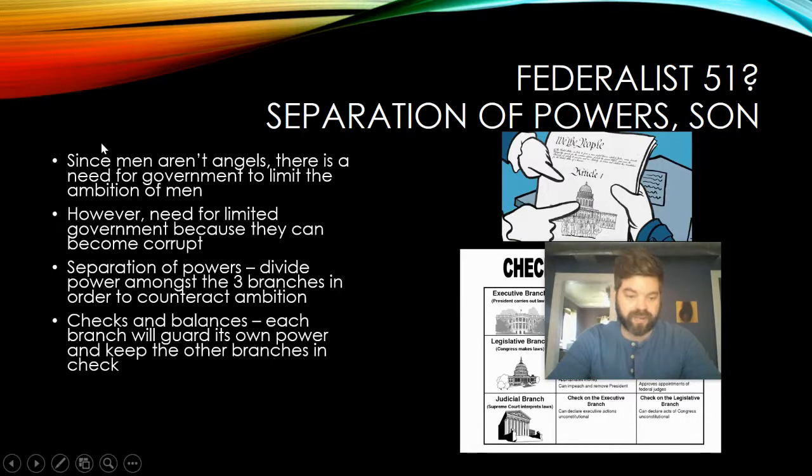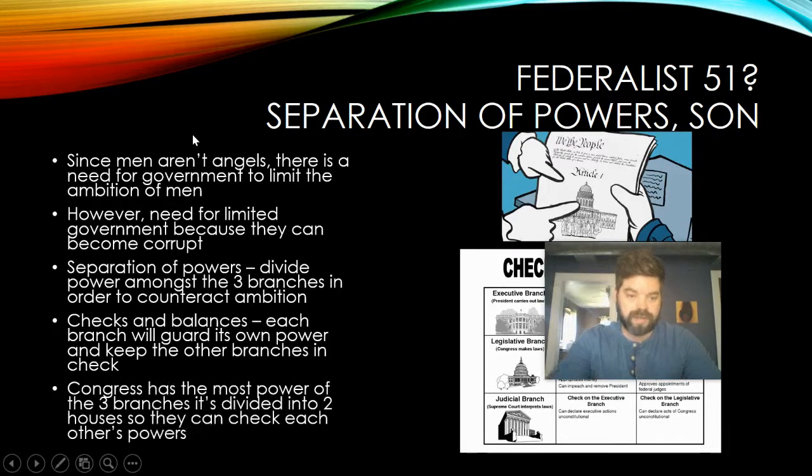Checks and balances. Each branch will guard its own power and keep the other branches in check. Congress has the most power of the three branches. It's divided into two houses so they can check each other's power. The legislative branch is divided into the House and Senate, and within the Congress itself it has its own checks and balances system.